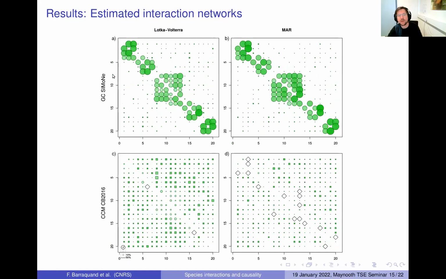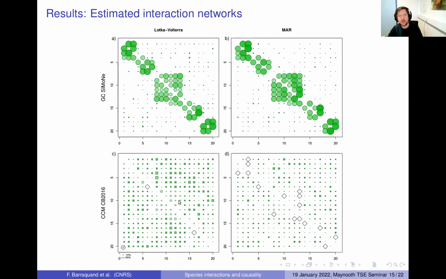And so when we use the LASSO-based multivariate autoregressive model to estimate the interactions, it goes really well as well in this 20 species case. And for some reason, the convergent cross-mapping didn't work great in that case, but that may be just because more tuning is necessary for those p-values in that case.